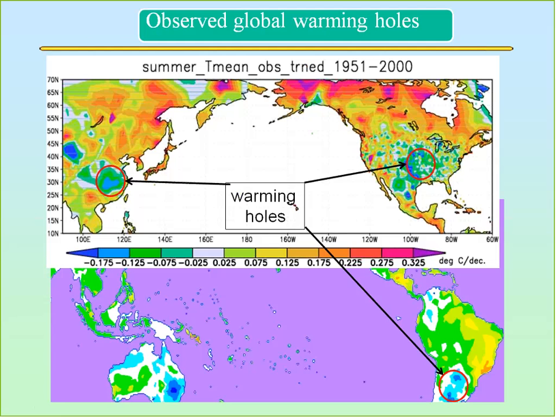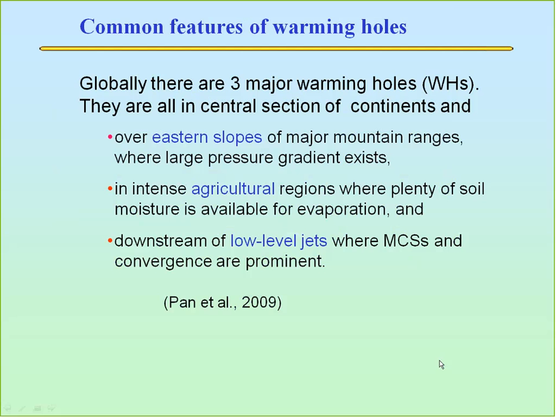Here, I call it global warming holes. Actually, it's a cooling area. Warming hole means warming less or even cooling, that's why I gave it the name warming holes. Here you see three warming holes: a U.S. one, a China one, and also a South America one. And these three warming holes all occur in the middle of the continent.